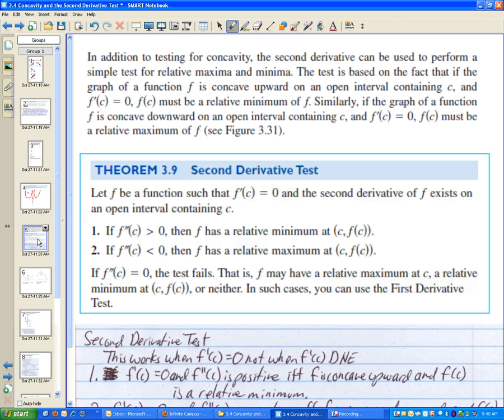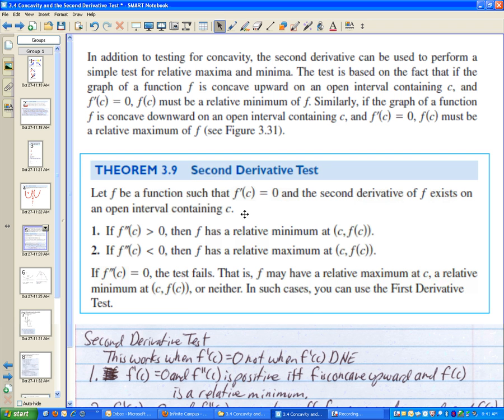In addition to testing for concavity, the second derivative can be used to perform a simple test for relative maxima and minima. The test is based on the fact that if the graph of a function f is concave upward on an open interval containing c, and f prime of c equals 0, then f of c must be a relative minimum of f. What? Let's think about that.